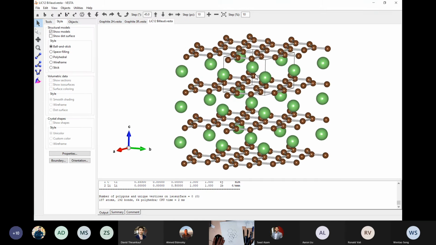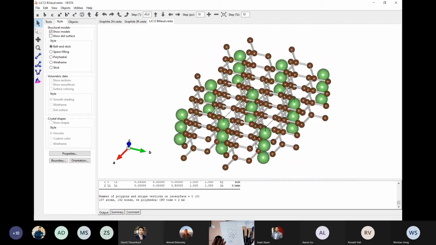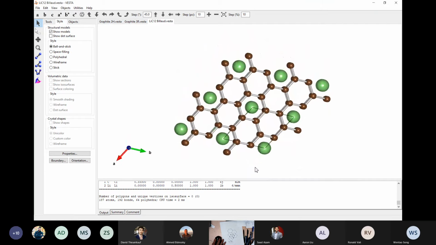Okay, this is LiC6 here. And you look from the top, you see the empty honeycombs for the AA stacking, and you see the lithium atoms not in near neighbor sites, but next near neighbor sites. And we talked about the fact that this is the limit.